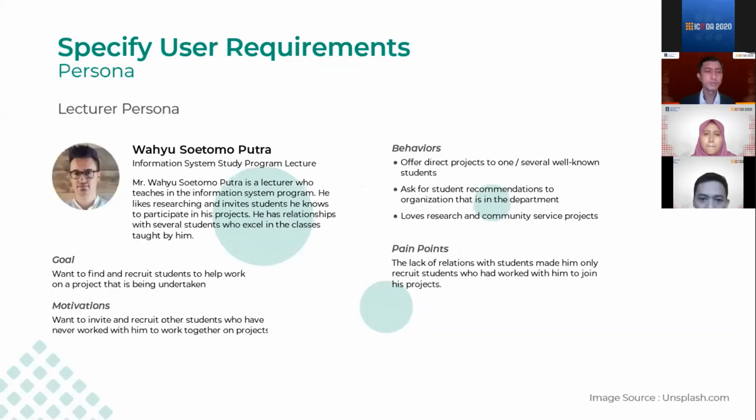And then we see the lecturer persona. The motivation of this lecturer is to invite and recruit other students who have never worked with him, and work together on the projects. But the pain point is the lack of relation with students made this persona only recruit students who have worked with him to join their projects. So they need new students every time they do research, so they can expand their relation with students and find which student is the best.